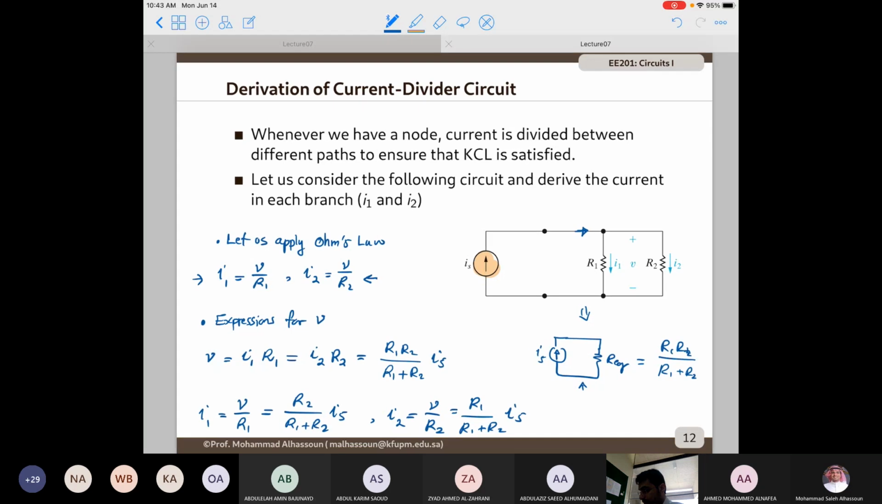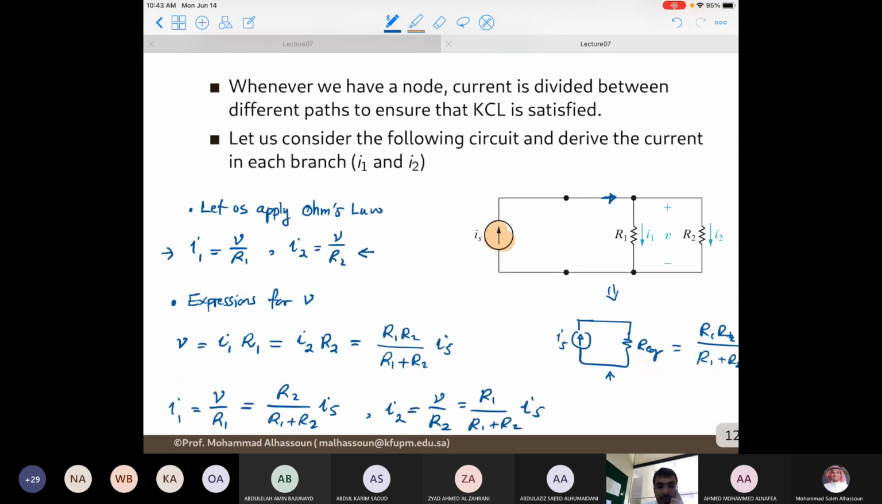So notice one thing here. If you recall, in the case of the voltage divider circuit, we have in the numerator the resistor that we are interested in finding the voltage across, and in the denominator, the summation. In the case of a current divider circuit, it's the opposite. In the numerator, we have the resistor that we are not interested in, divided by the summation. Here, for example, we are interested in finding I1, the current passing through R1. So in the numerator, we have R2. In the denominator, we have the summation. So this is very important.